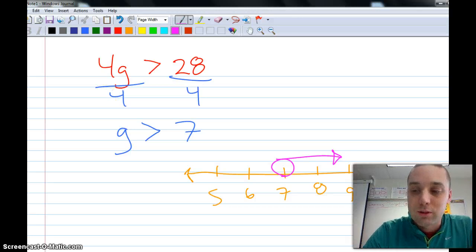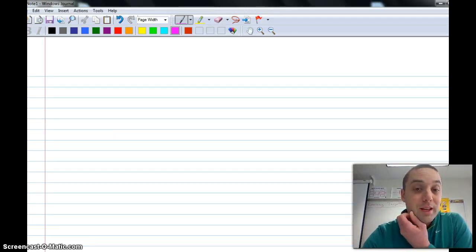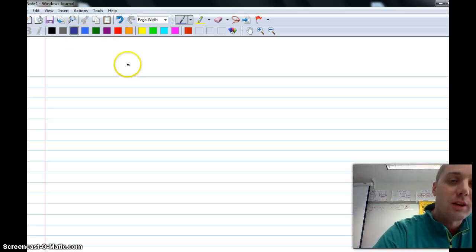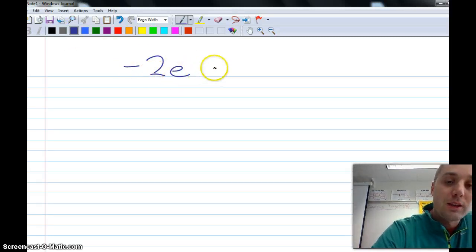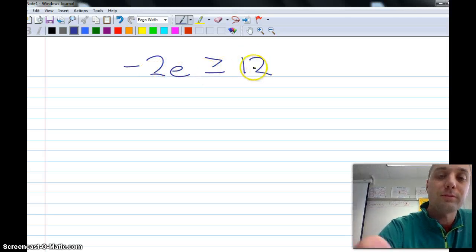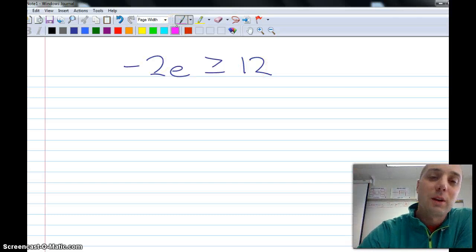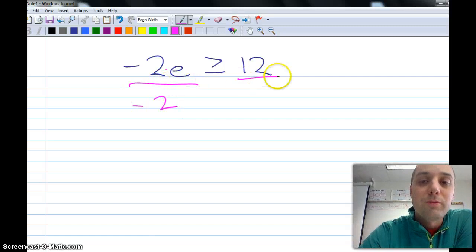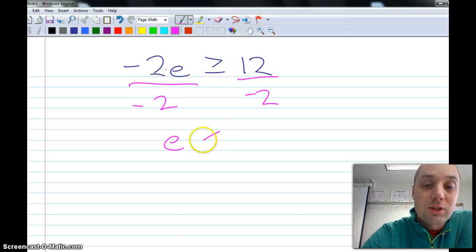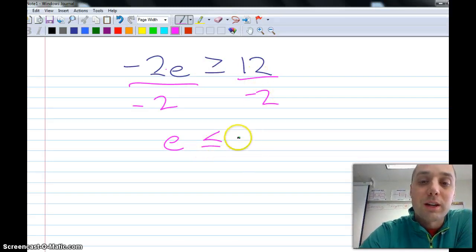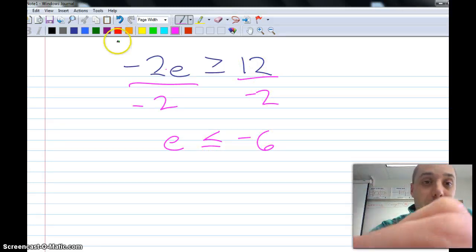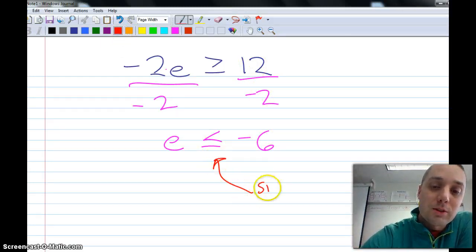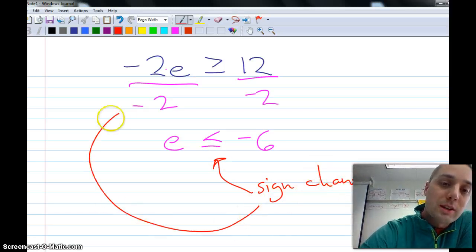Okay, let me show you a 2-step example, and this time I'm going to throw a negative in. You know what, let's go 1 step with a negative here. Negative 2e is greater than or equal to 12. We'd say solve for e. To get rid of the negative 2, because it's negative 2 times e, we divide both sides by negative 2. E, sign change, watch this now, it's greater than to start with, so we change it to less than or equal to, and 12 divided by negative 2 is negative 6. In your notes there, draw a big arrow up to that, and just write sign change.